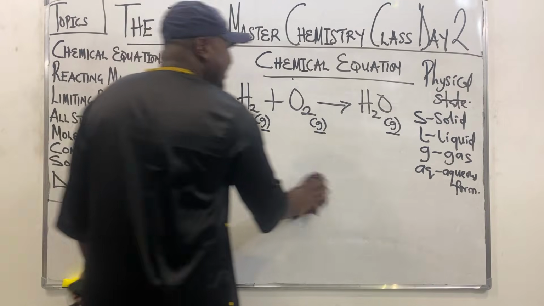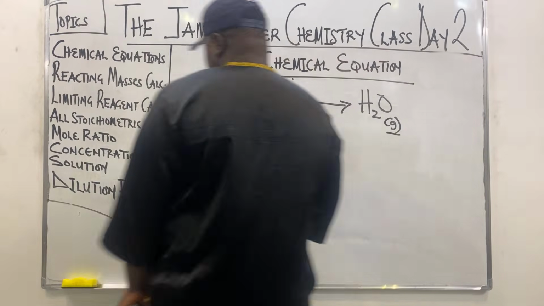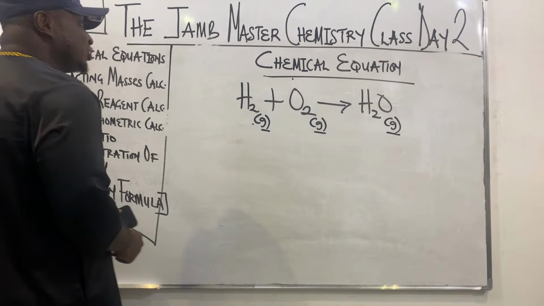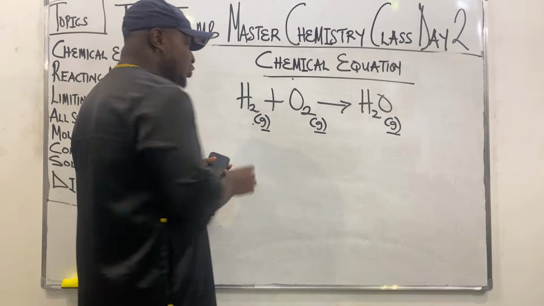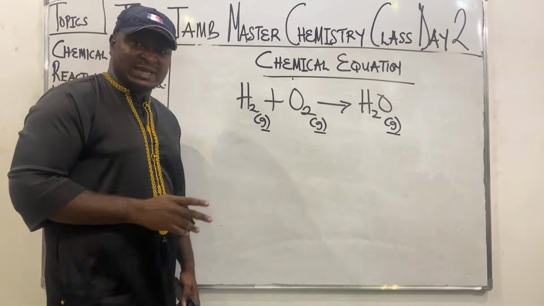Having understood that, the next thing we need to look at now, class, is balancing of a chemical reaction, balancing chemical equation. That's where I want to go straight. Class, when do we say a chemical equation is balanced?